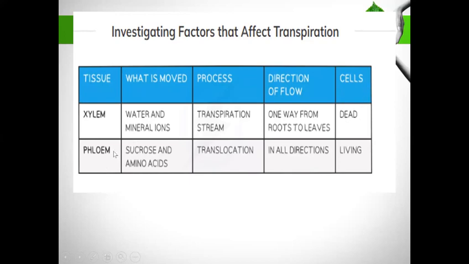Now come to the phloem vessels. The phloem vessel is responsible for transporting sucrose and amino acids. What is the process by which amino acids and sucrose are transported by the phloem vessel? This process is named translocation. The direction of flow is in all directions, because food has to move in all directions so that it gives energy to the plant. Are phloem cells living or dead? They are living cells. So this is the comparative study of xylem and phloem.